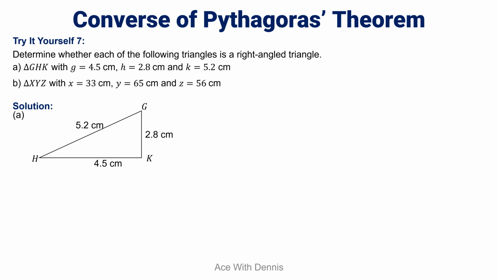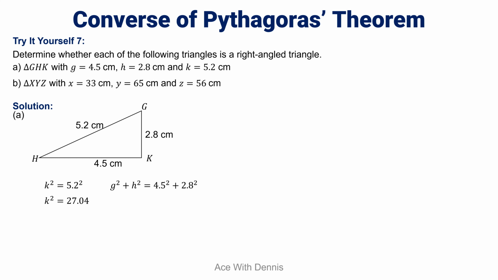Alright, so here's the solution for A. When you sketch the diagram, this is how it will look. The hypotenuse is 5.2. The potential hypotenuse will be the 5.2 centimeters, which is the longer side. So I've calculated separately. K square equals 5.2 square, which is 27.04.